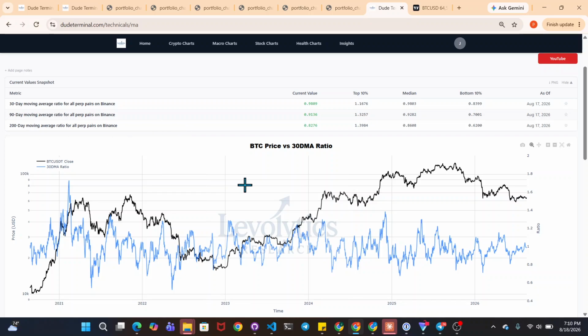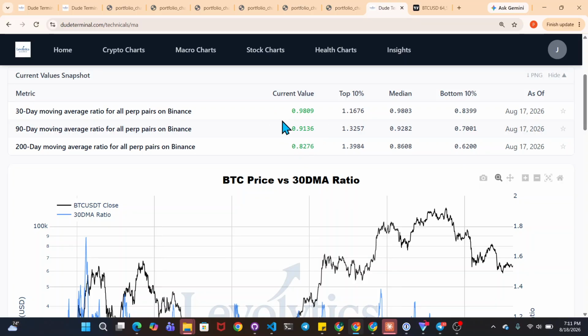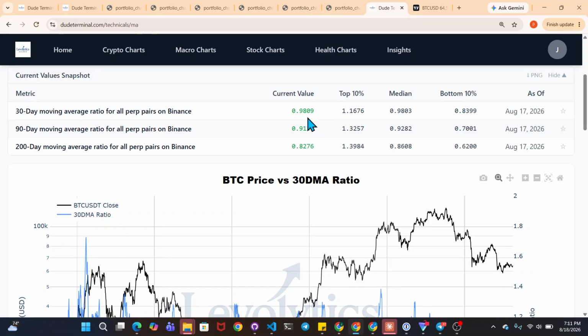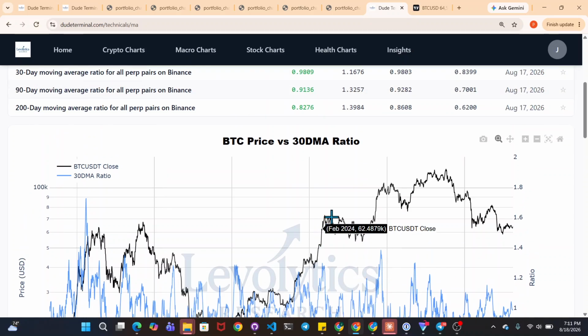moving average ratios, right? This table above here, let me zoom in a little bit. 30-day moving average, 90-day, 200-day. And this is the average moving average ratio across all perpetual swap pairs on Binance, right? This is a large sample size. And you can see that most of these are near 1. And that tells you that we are kind of trading at the same levels for the past 30, 90, and not 200 quite, but over the past 30, 90 days, we have just not really moved. There's just not much action here.